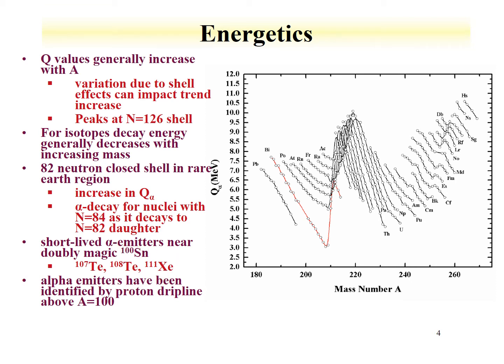And alpha emitters have also been identified by the proton drip line above A of 100. The proton drip line is that part of the chart of the nuclides which is right at the very left-hand edge, so the very, very light isotopes of the elements. And A above 100, if you inspect that area of the chart of the nuclides, you'll see some alpha emitters.